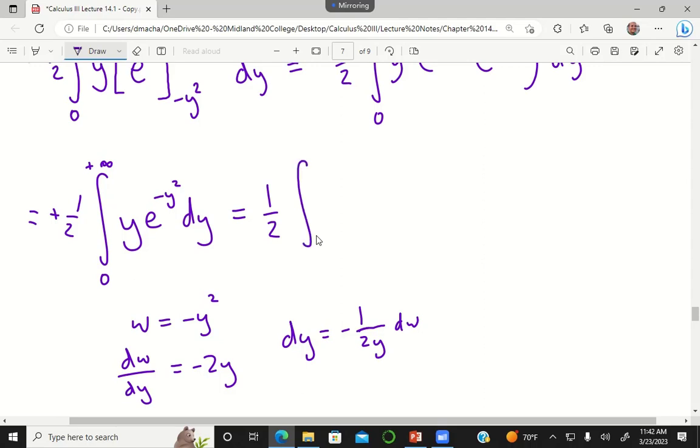So the y's are going to cancel, and I'll have this negative 1/2 e to the power w dw. So that's negative 1/4. Oh, my new bounds of integration. So if I plug in y equals 0, then w equals negative 0 squared, so my lower bound is still 0. If I plug in plus infinity, w is equal to negative positive infinity squared, so that's going to be negative infinity for my upper bound.